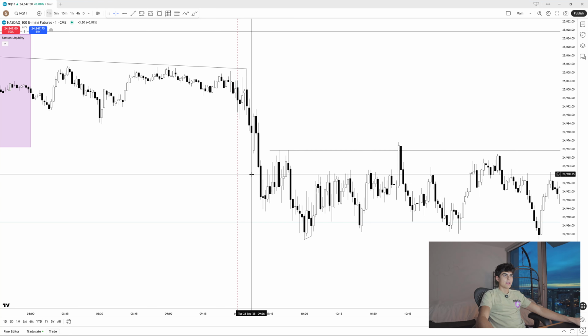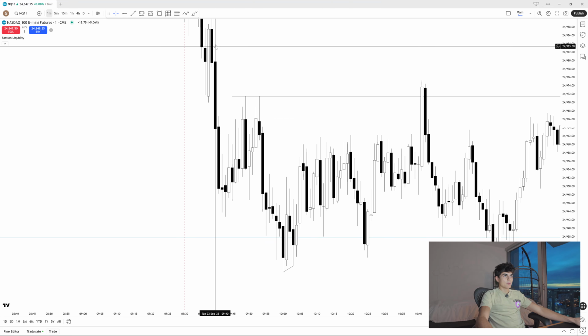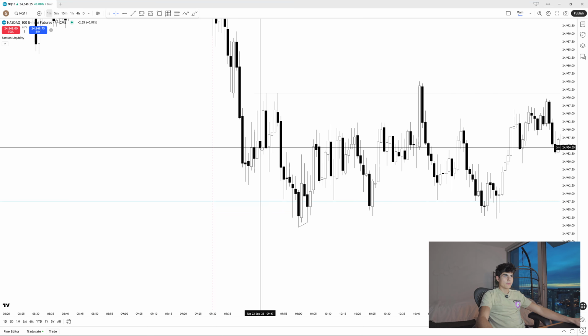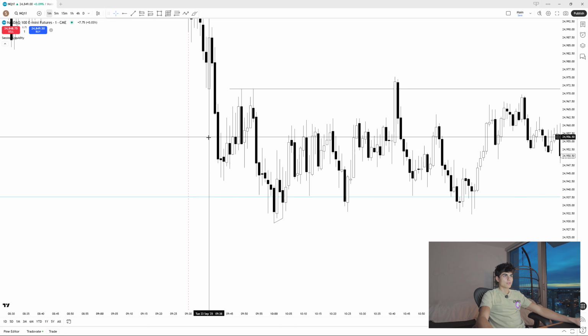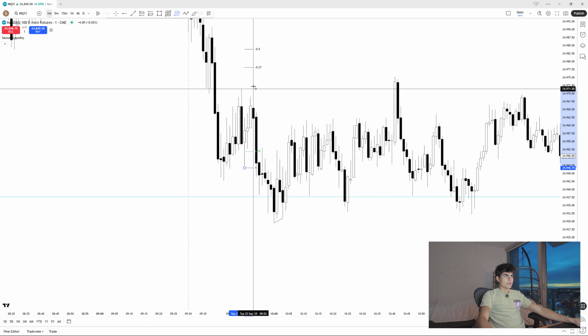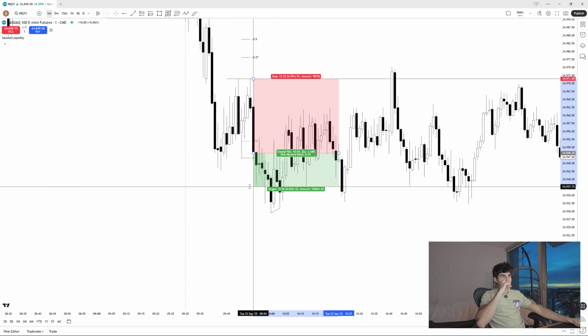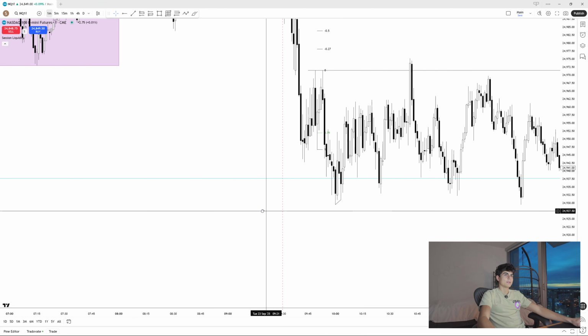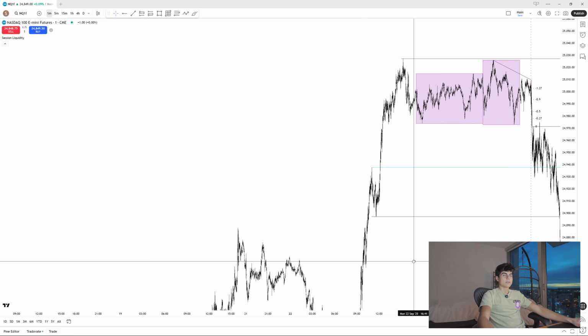And then NQ, I guess what you could have caught here was we wait for this pullback into this, and then we get the down move. Here we get a break of structure. Okay, hold on. We get the 79 percentile extension closure right here. You short, your stops are at equal highs though. That's not cool. And then your first take profit is at, yeah, no, that wouldn't be good at all. So overall, just very choppy conditions.